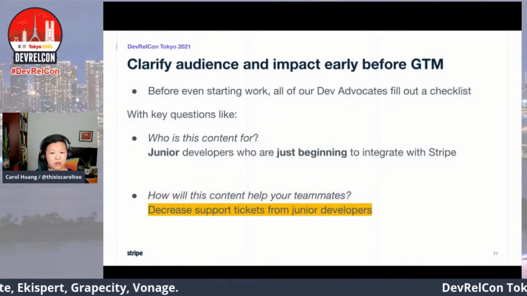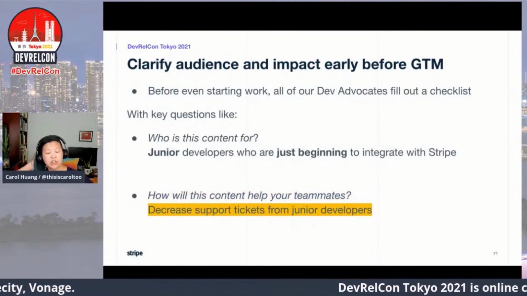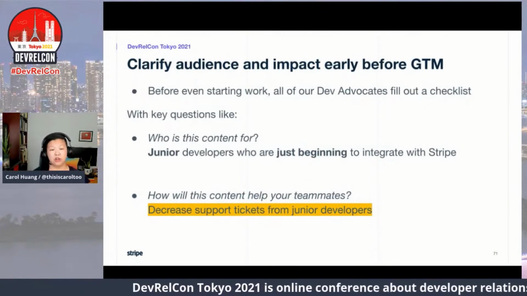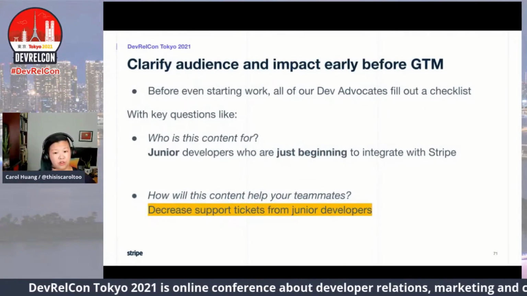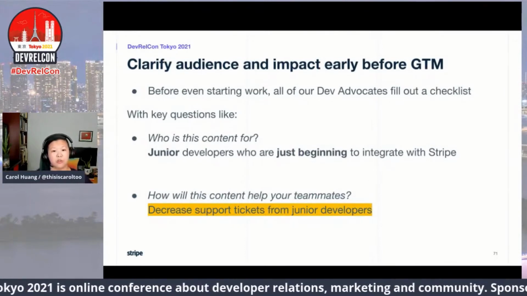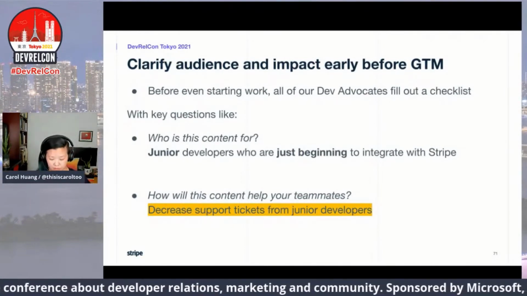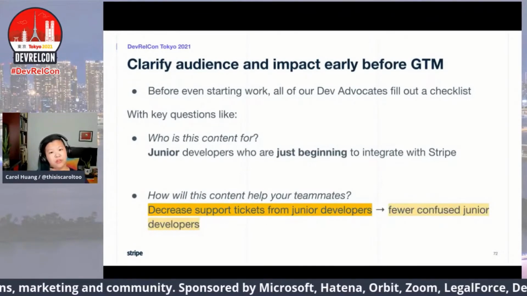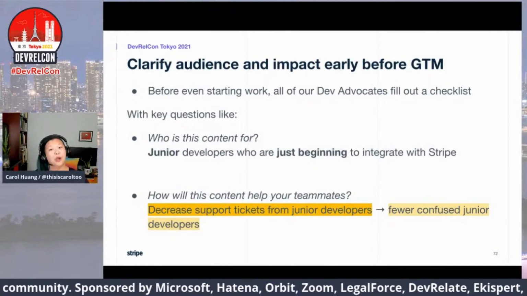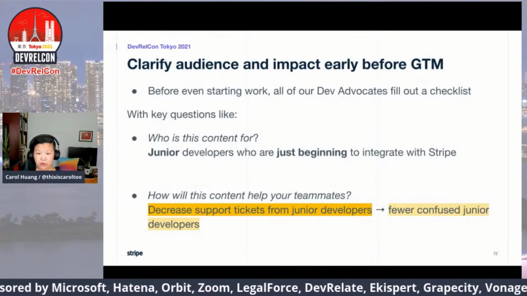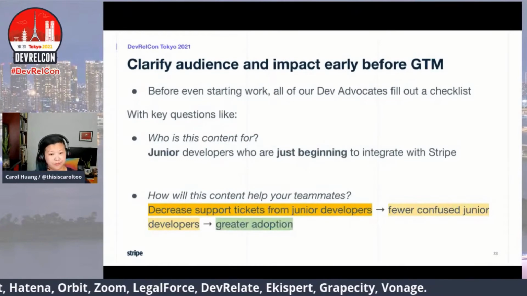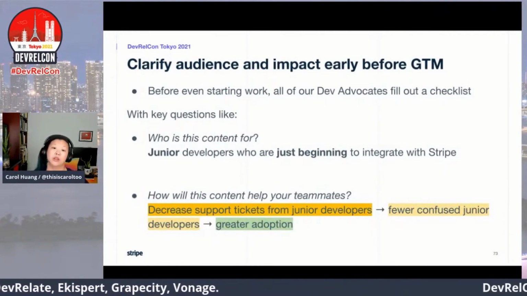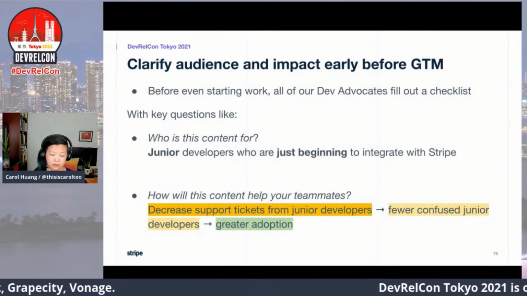So if you think about your teammates, you've got product engineering, you've got support team people, you've got docs team. In this case, how we're really trying to help my teammate over there who sits on the support team is they want to decrease support tickets from confused junior developers. You take that, draw out the next assumption: if you have fewer support tickets from confused junior developers, hopefully that means you have fewer confused junior developers. And from that, fewer confused devs means hopefully that they will be able to complete their integration and there will thus be greater adoption of your product.